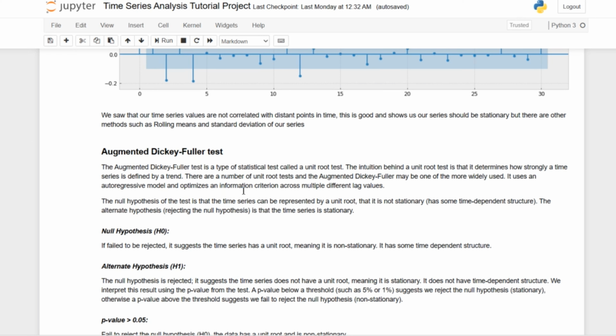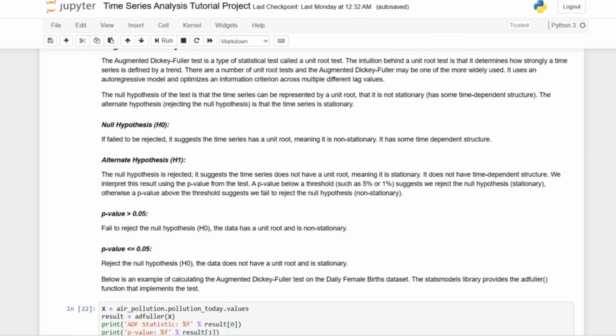Basically, the null hypothesis is that the series can be represented by a unit root, which is nothing but that it's not stationary. And we have the alternate hypothesis, which is that the time series is stationary. So you need to reject the null hypothesis. If you fail to reject it, your time series is definitely going to be non-stationary, or dependent on time.